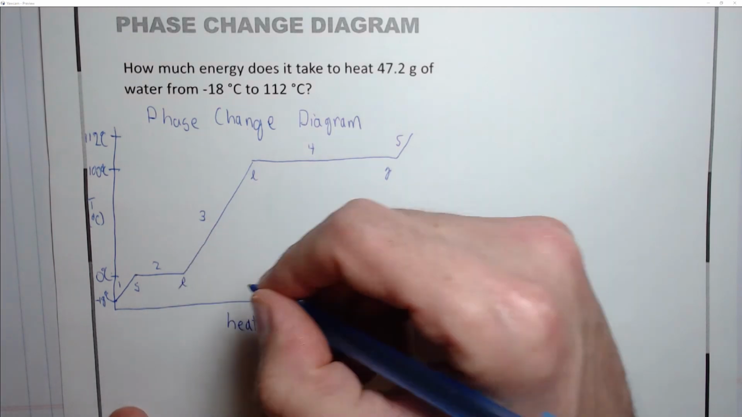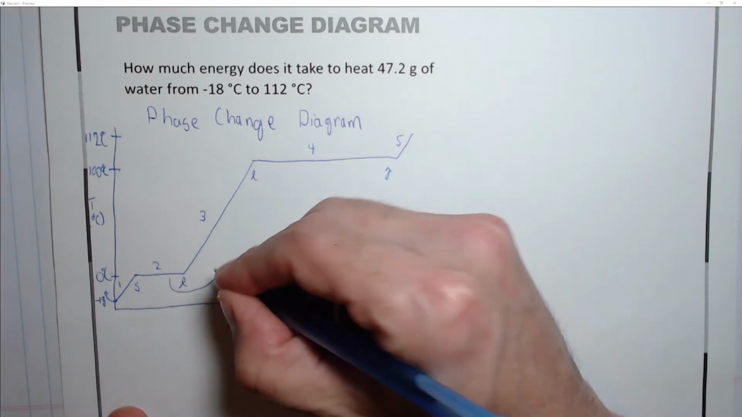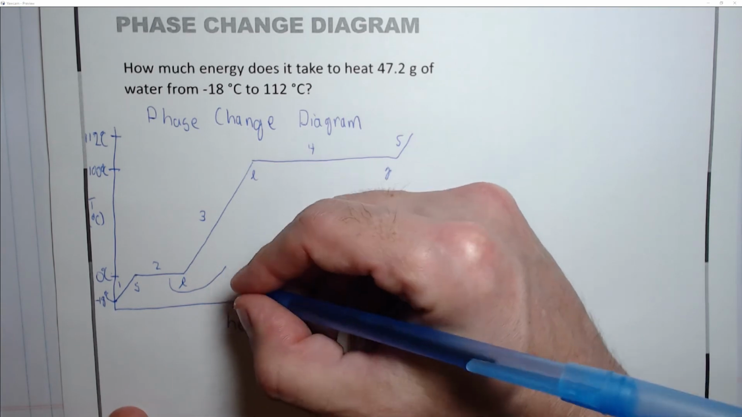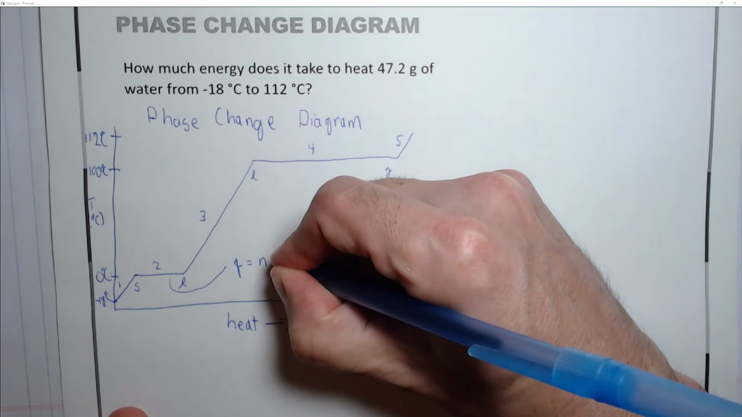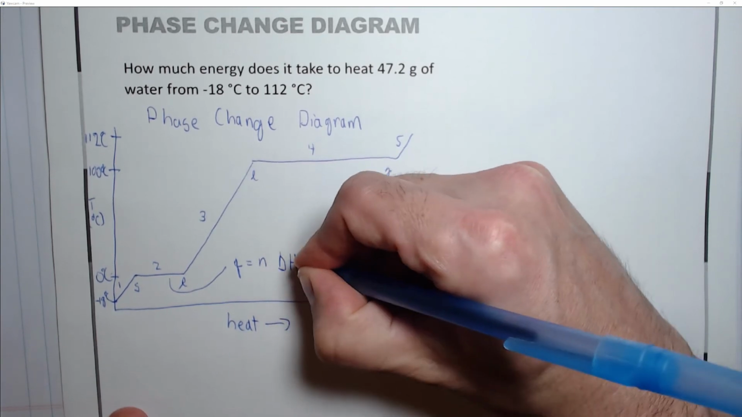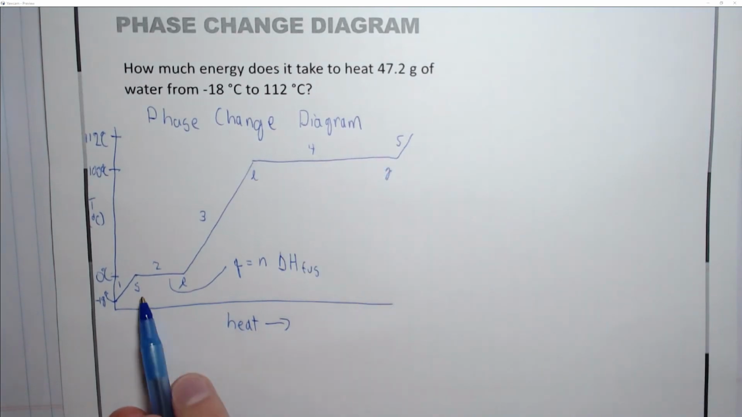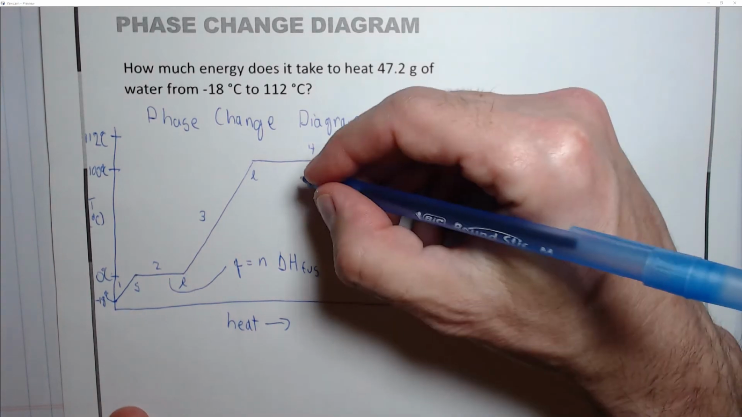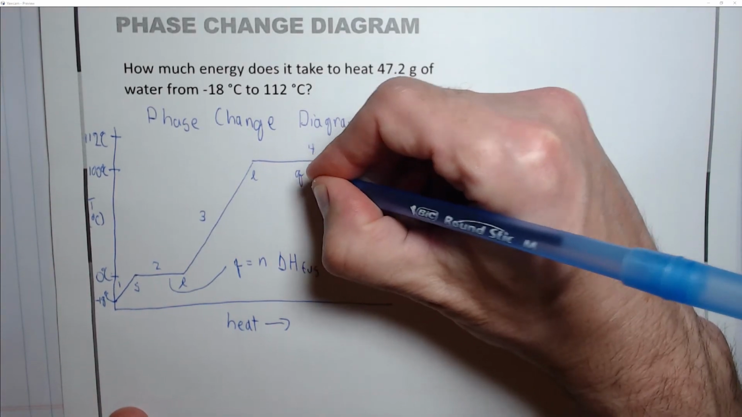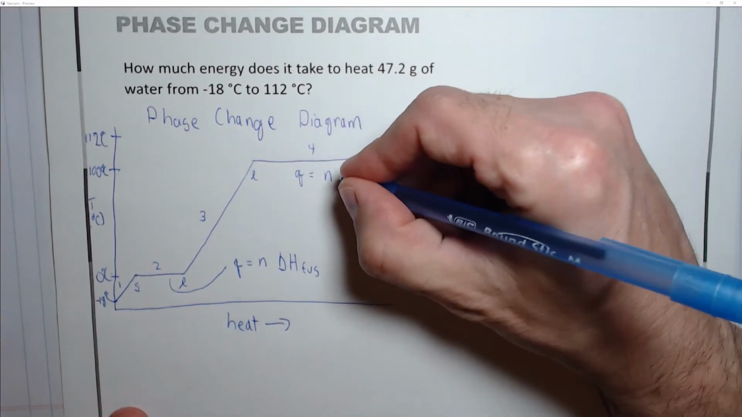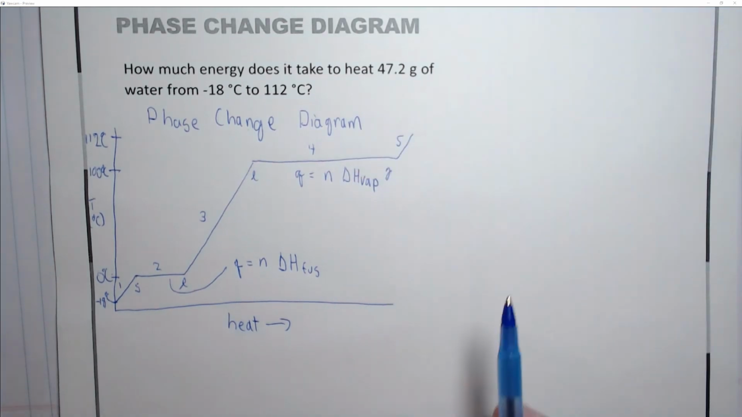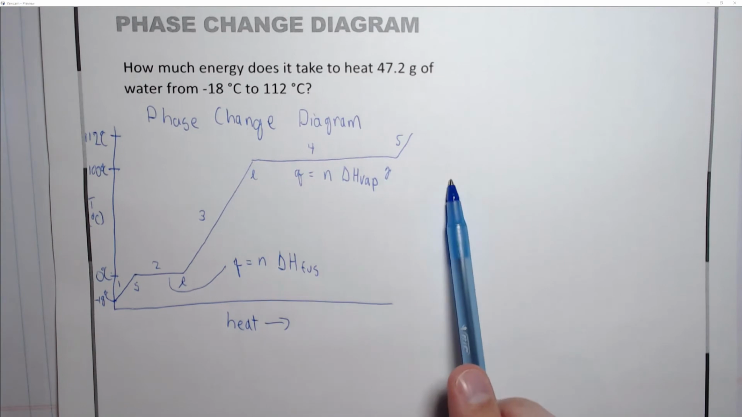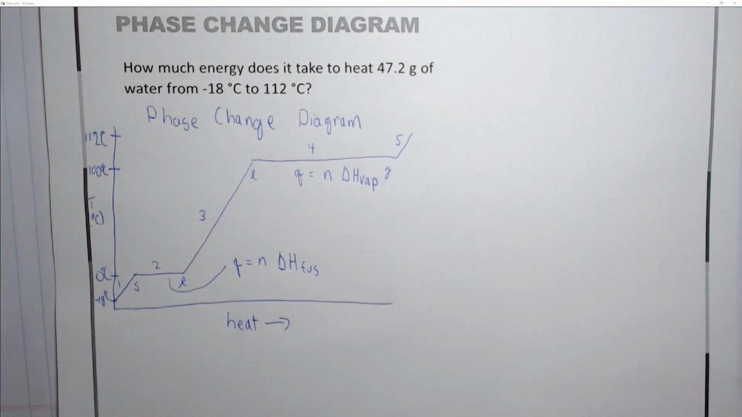We know how to express segment 2, all right, because we just talked about it. Q, the amount of heat, equals N times, in this case, the enthalpy of fusion, because here we're going from solid to liquid. And in segment 4, Q equals N, the number of moles, times the enthalpy of vaporization, just like we did in the previous problem, because here we're going from liquid to gas, which is what we were doing in the previous problem.